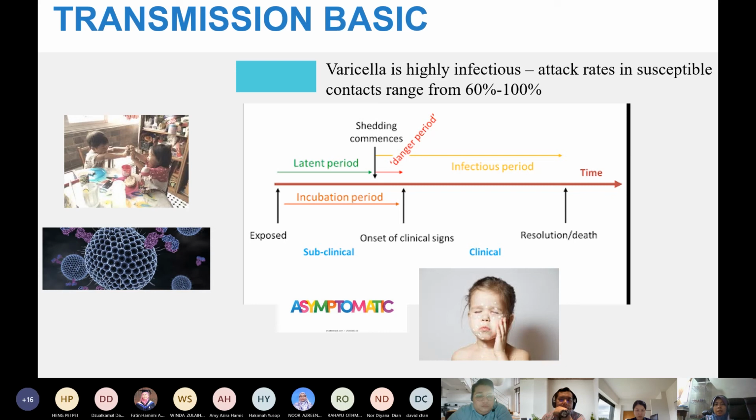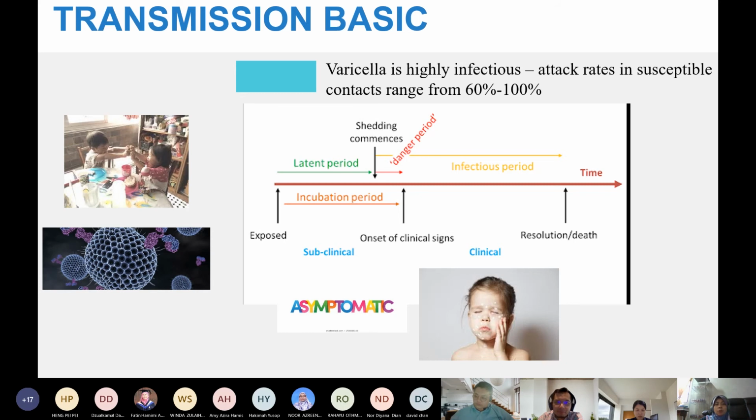Looking into transmission basics, this picture is very basic. If it's for undergrads, we would blank it out for them to fill in the blanks. But example here, chickenpox. Varicella is highly infectious, high pathogenicity, attack rates from susceptible contacts can be 60 to 100%. If our child goes to school, especially kindergarten, and there is a classmate with it, God willing, in another 2 weeks our child will get it. So they are exposed.